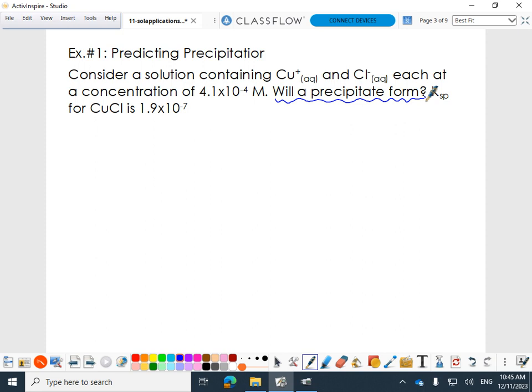Okay, so again, no ICE table. We're given Ksp, we are given a concentration. It doesn't say that it's molar solubility. You don't know. Okay, so we're going to calculate Q.